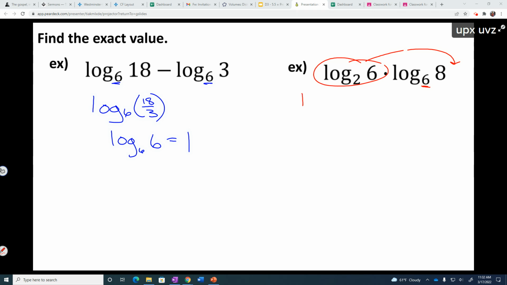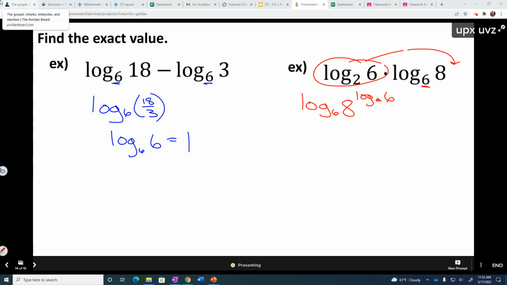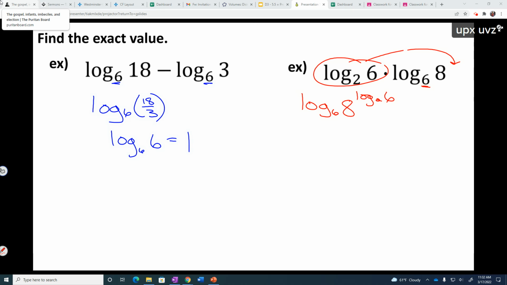So log 6 of 8, right? And then take this whole thing as the exponent. Log 2 of 6. And see if this will work. We should get something to cancel if this is going to work. But, like in particular, it'd be good if this stuff canceled or something. But this is a log base 2, and that's an 8, so actually it doesn't cancel, unfortunately.